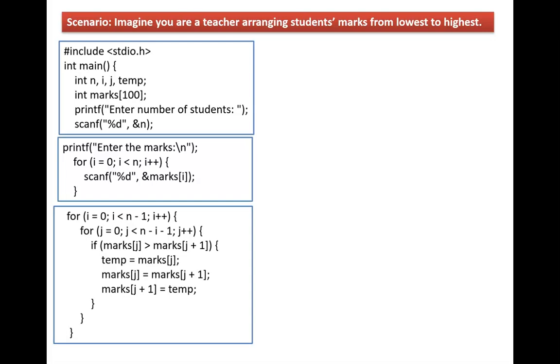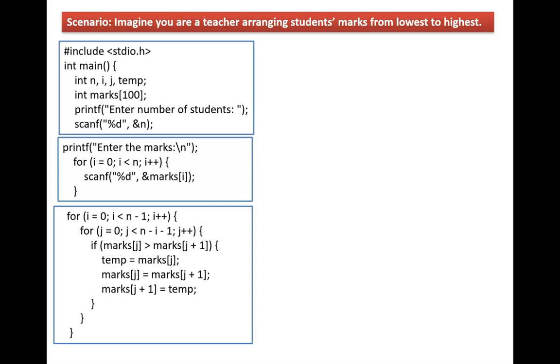Done. Okay, coming to the core part of the program. The core part of the program is this. There are two for loops. For i equal to 0, i less than n minus 1, i plus plus, followed by an inner loop. For j equal to 0, j less than n minus i minus 1. Very important: j less than n minus i minus 1, j plus plus.